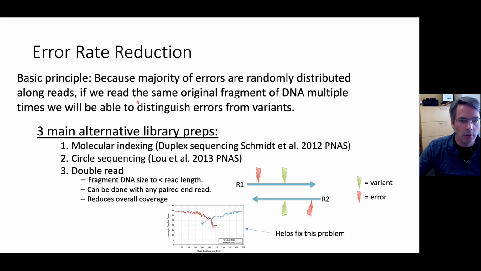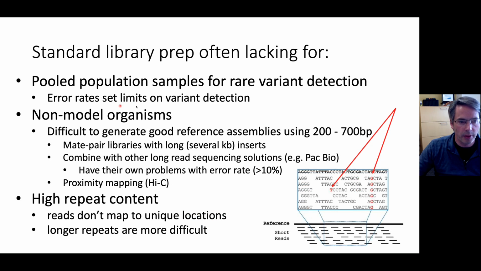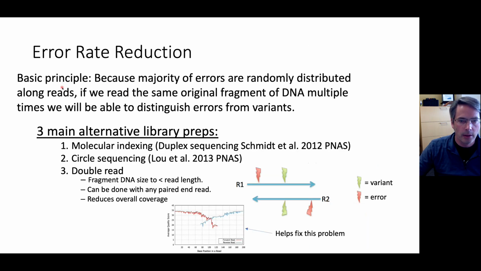So how do you reduce errors, right? This is the first one, okay? Since the majority of errors are randomly distributed along the reads, if we have reads that are from the same original molecule of DNA, we should be able to distinguish errors from variants. And this is one of the strategies, especially in human biology or human genetics, where we are really interested in those low frequency reads.